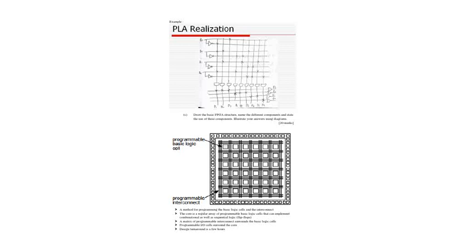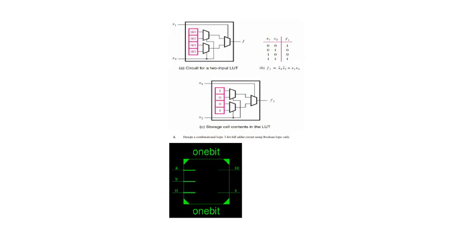So draw the FPGA structure. This is the FPGA structure consisting of interconnect wires, programmable interconnects, and these are called IO blocks, input output blocks. These input output blocks are mainly for interfacing. Some of the advantages of the FPGA are mentioned here.